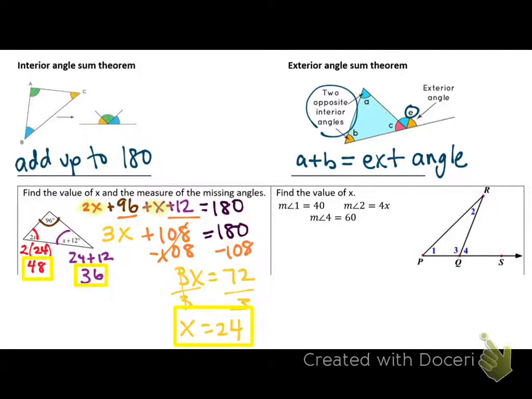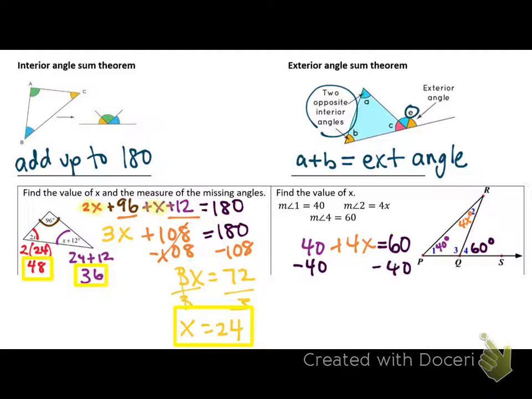Whereas the last one on this page, angle 1 is 40 degrees, and then angle 2 is 4x degrees, and angle 4 is 60 degrees. So then what could we do? You could do a couple things here technically, but if we want to use the theorem, we would do 40 plus 4x equals 60.